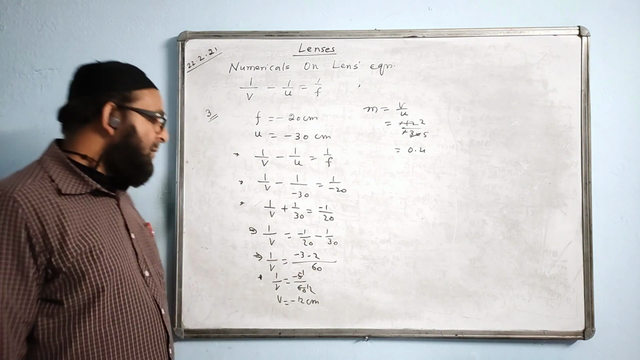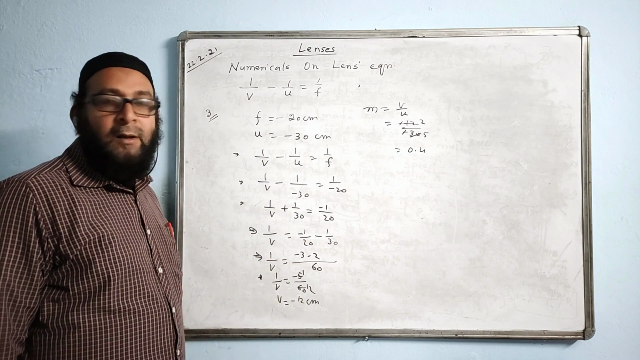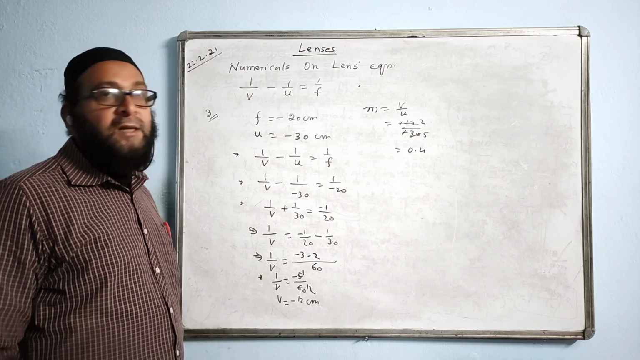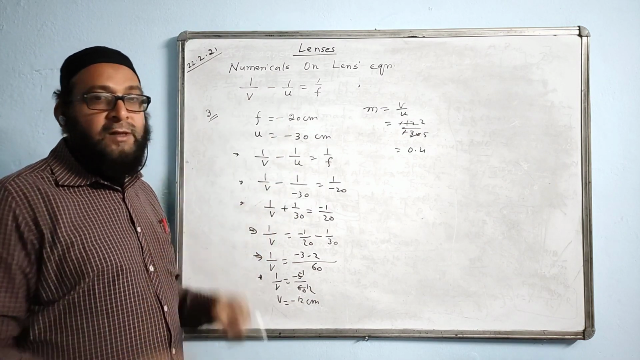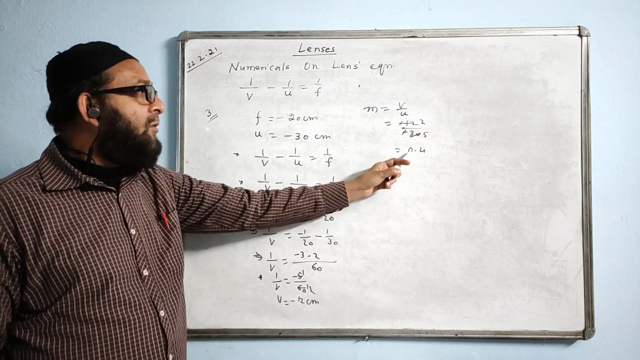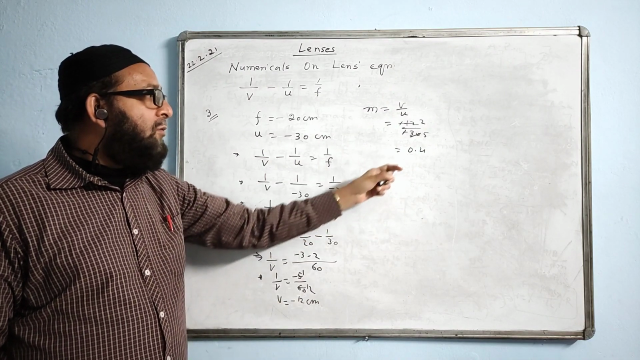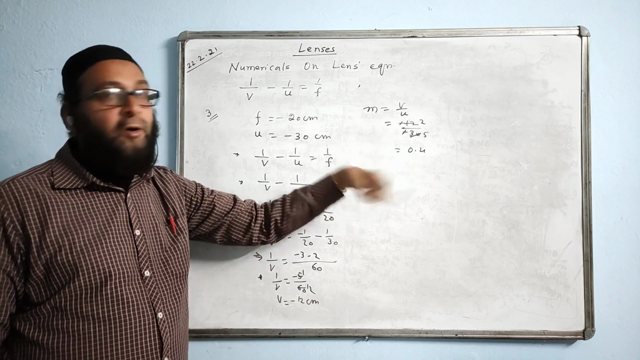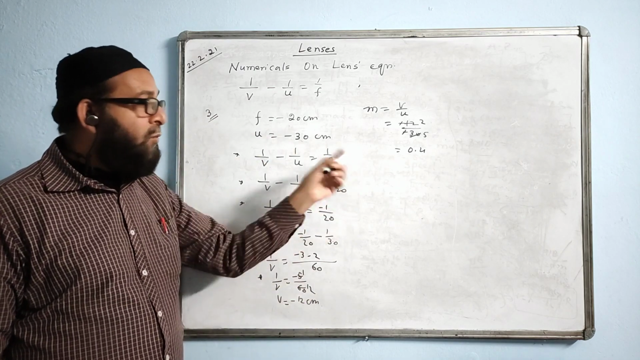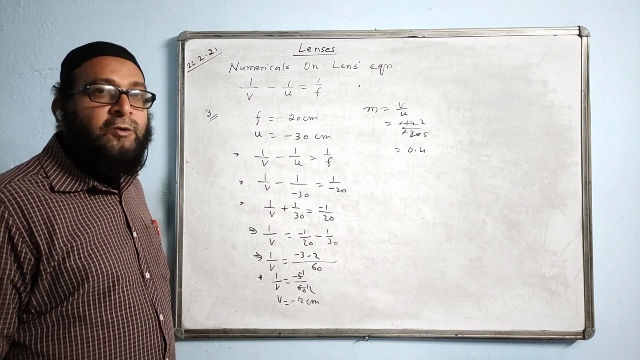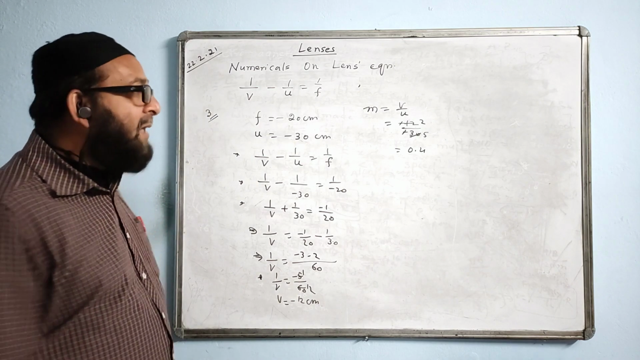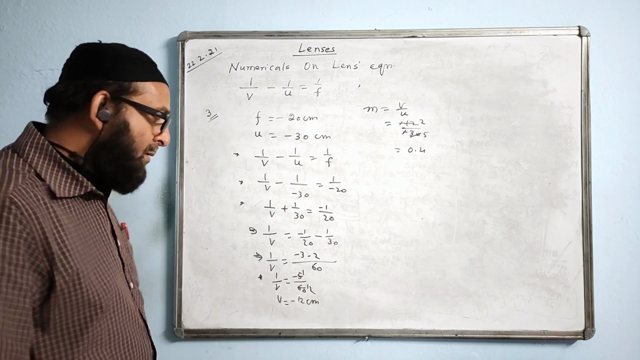Now the image is 0.4 times diminished or 2 by 5 times diminished. If they say the length or height of the object is 20 centimeter, what is the height of the image? We can multiply this way. Height of the image will be equal to 0.4 into 20 centimeter. 0.4 into 20 will become 8 centimeter. That many times it means.